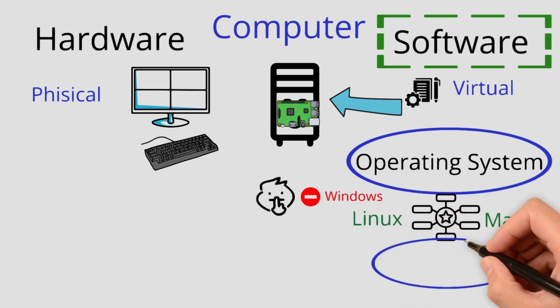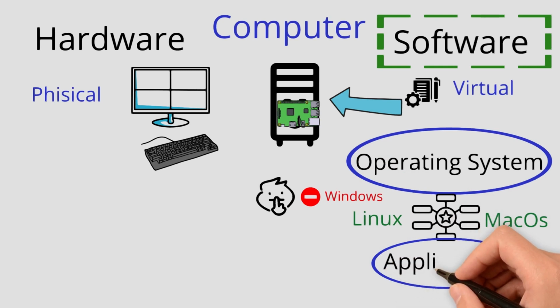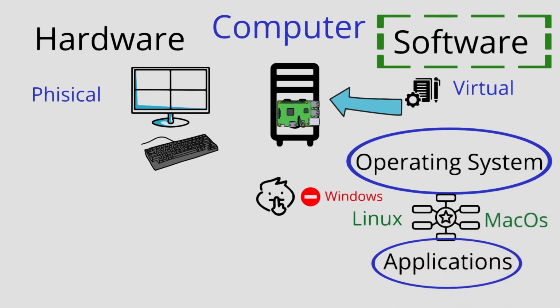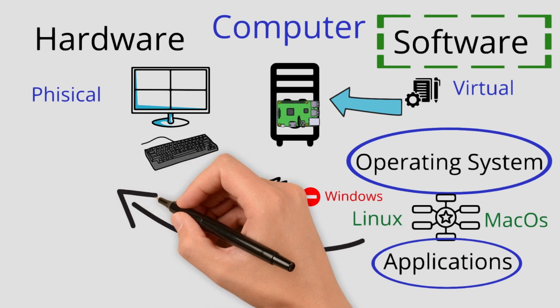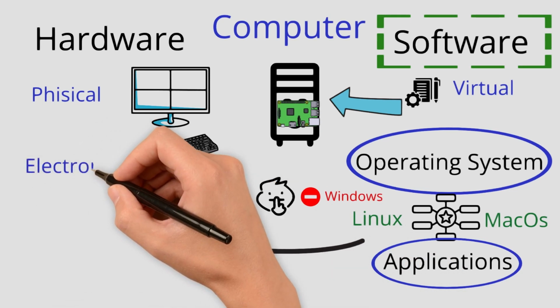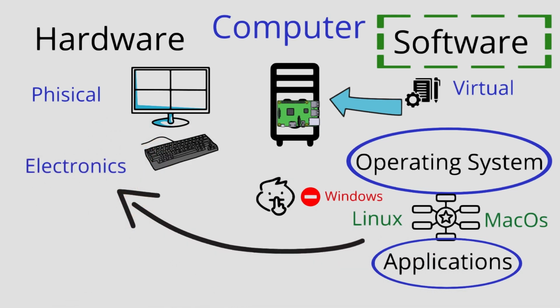Another type of software is applications, or apps for short. These are programs that we use to do specific tasks, like browsing the internet, writing documents, or playing games. Without software, a computer would be just a bunch of electronic parts. It's the software that gives the computer its functionality and usefulness. So this is what we will talk mostly about in this course, software.